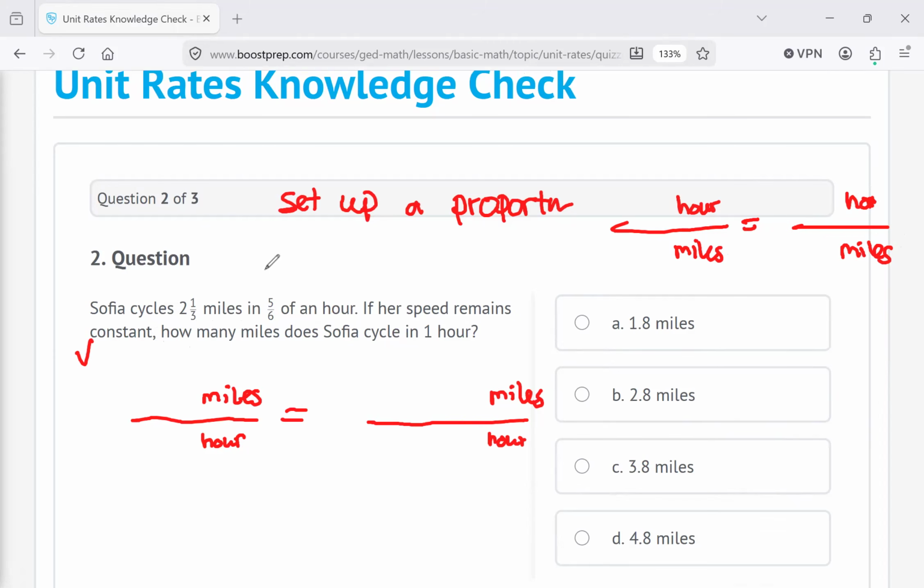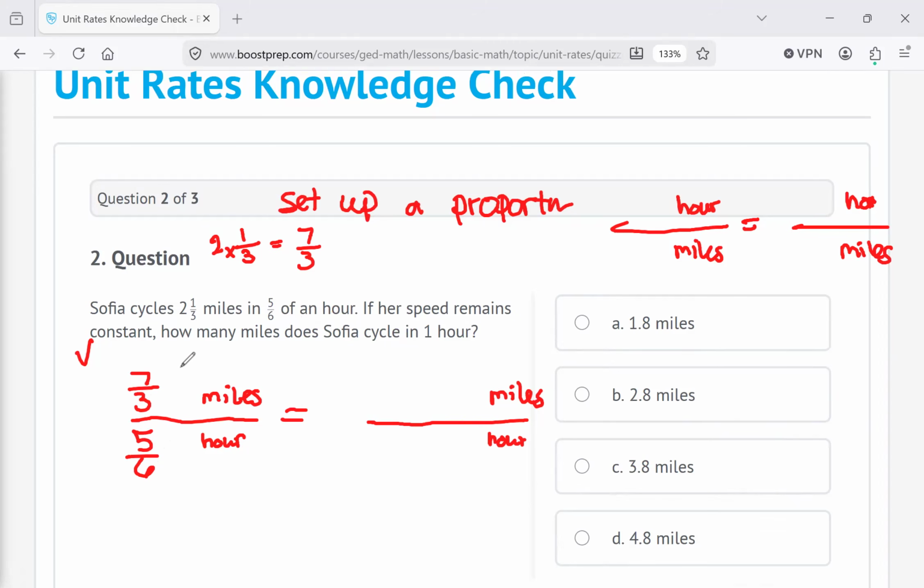Let's make that mixed number into an improper fraction. I don't like mixed numbers. So how do I make 2 1/3 an improper fraction? You simply multiply 2 by 3, which is 6. Add the numerator, that's 7/3. Okay, so this is going to be 7/3 miles in 5/6 of an hour. So that's perfectly fine. You can put 5/6 here.